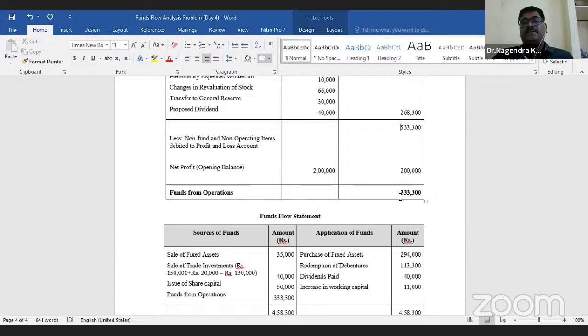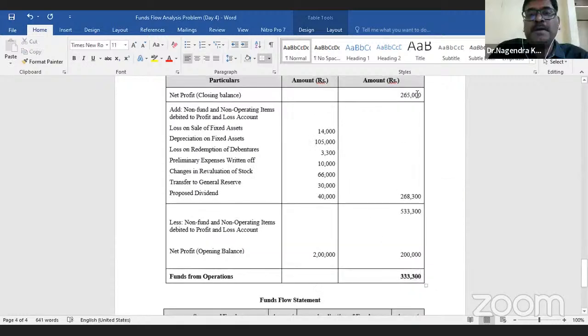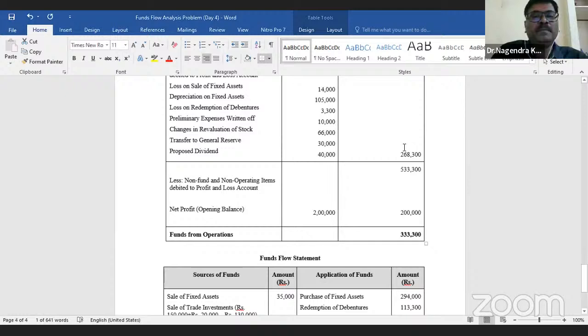It includes the actual profit, but we made certain non-cash and non-recurring expenditure. That's why our actual net profit has declined. But now we made the changes, and now this is the actual cash flow that we have got from the operations. By doing our regular business, we got 3,33,300 as the cash profit. But we made all these adjustments, and then the net profit has become 2,65,000. So to understand this, we are drawing this funds from operations statement.